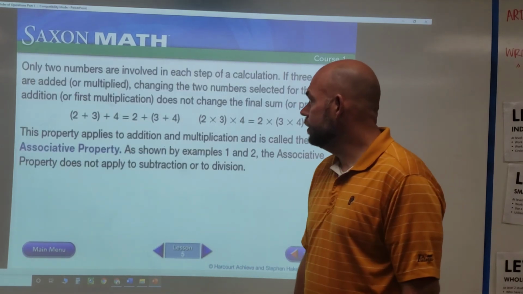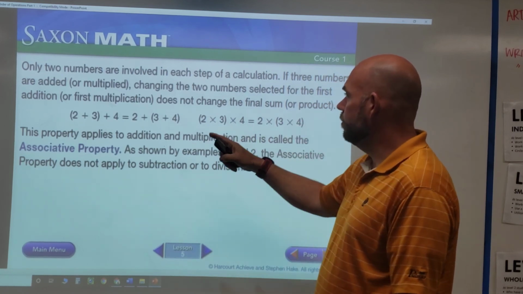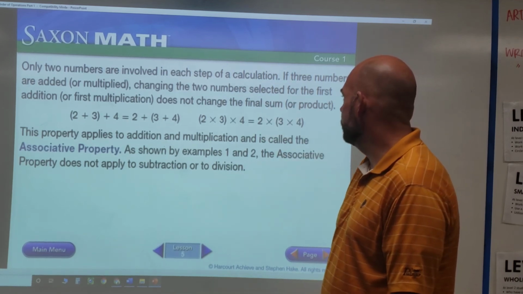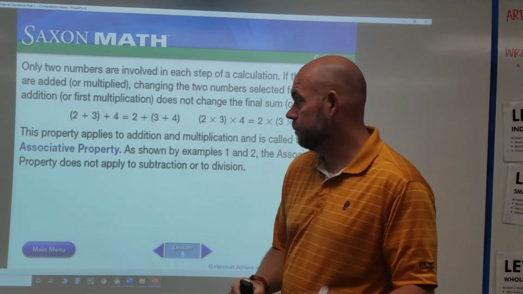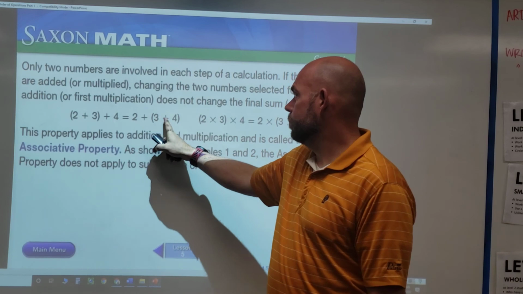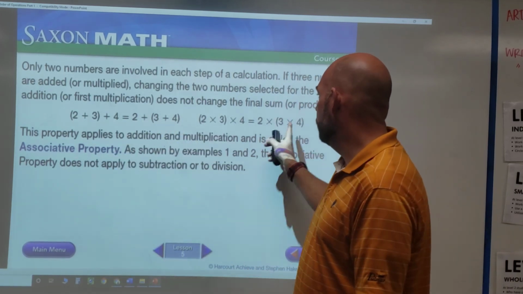All right. Only 2 numbers are involved in each step of a calculation. So if there's 3 numbers added or multiplied, changing to 2 numbers selected first does not change the sum or product. So here, this is the associative law, remember, that we talked about earlier. So 2 plus 3 plus 4 is the same as 2 plus 3 plus 4. It doesn't matter where the parentheses are, if it's an addition or a multiplication problem.